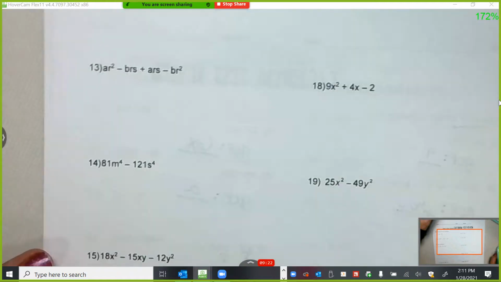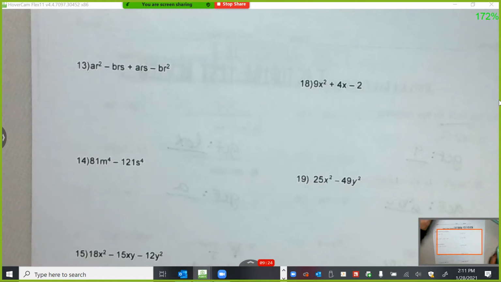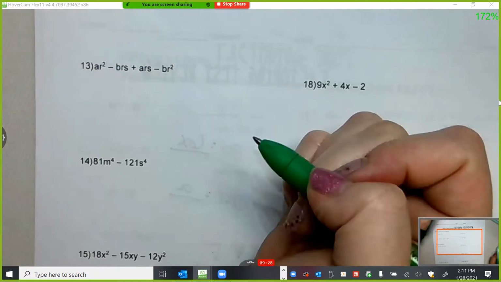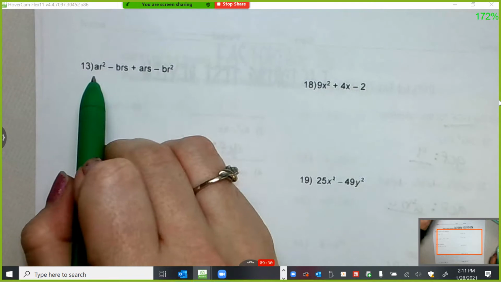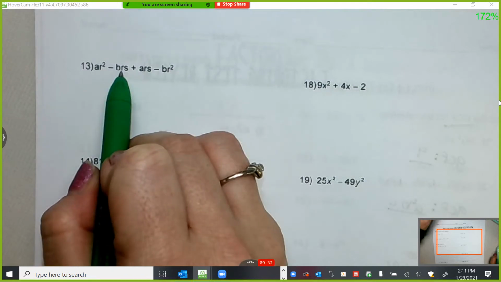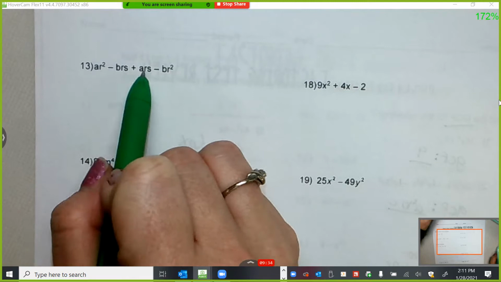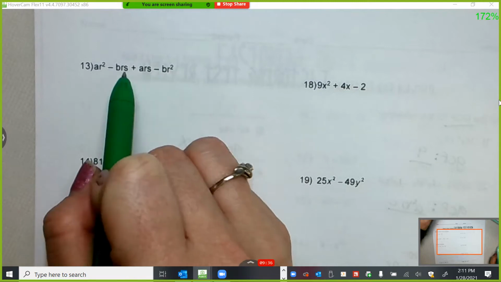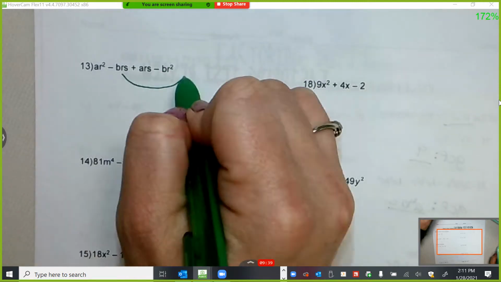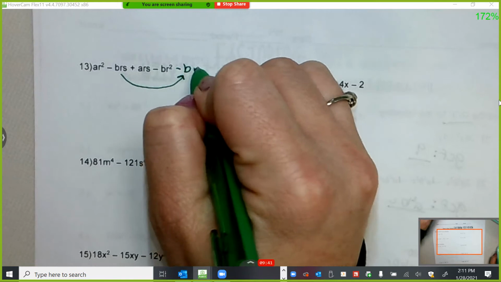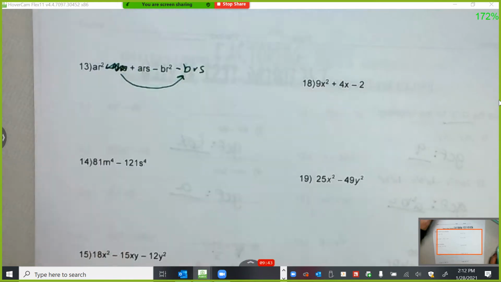Flip to the back. So again, we're still just factoring mixed practice. So this is kind of the same concept as the front. Yes, these both have an R in common, but this has AR, AR, this has BR and BR. So we're just going to move this one just like that.